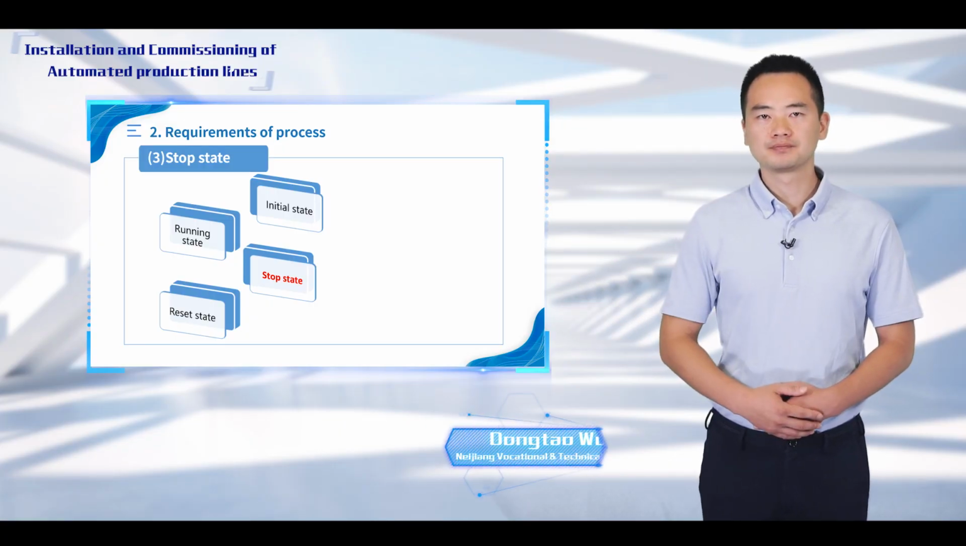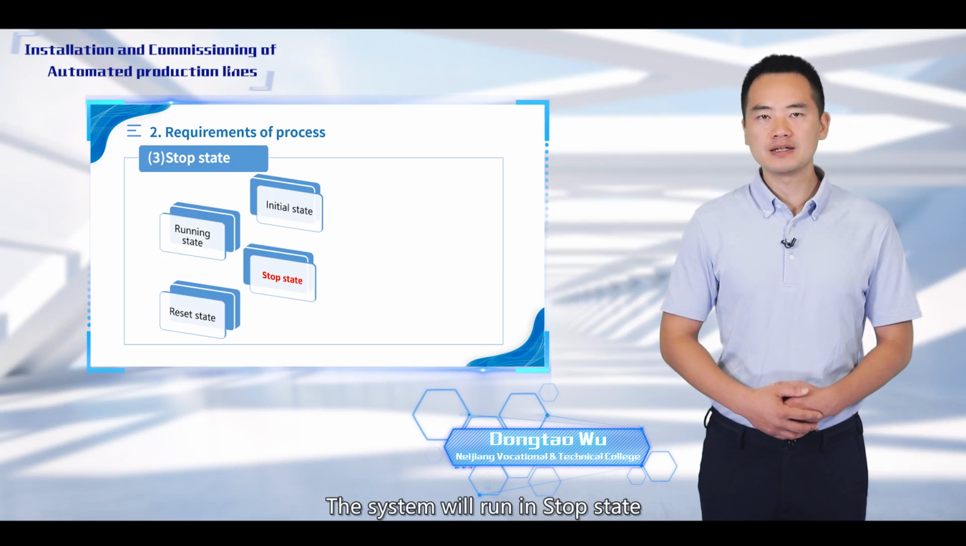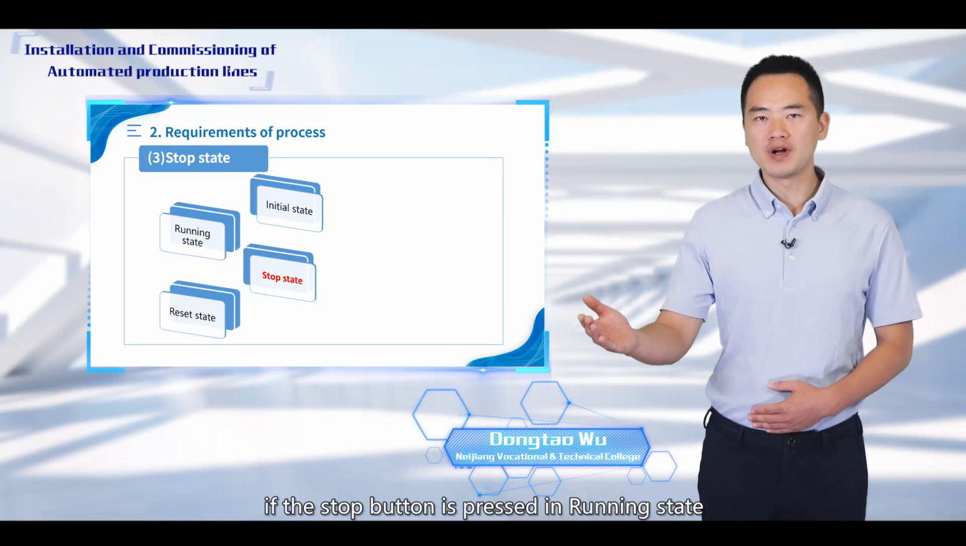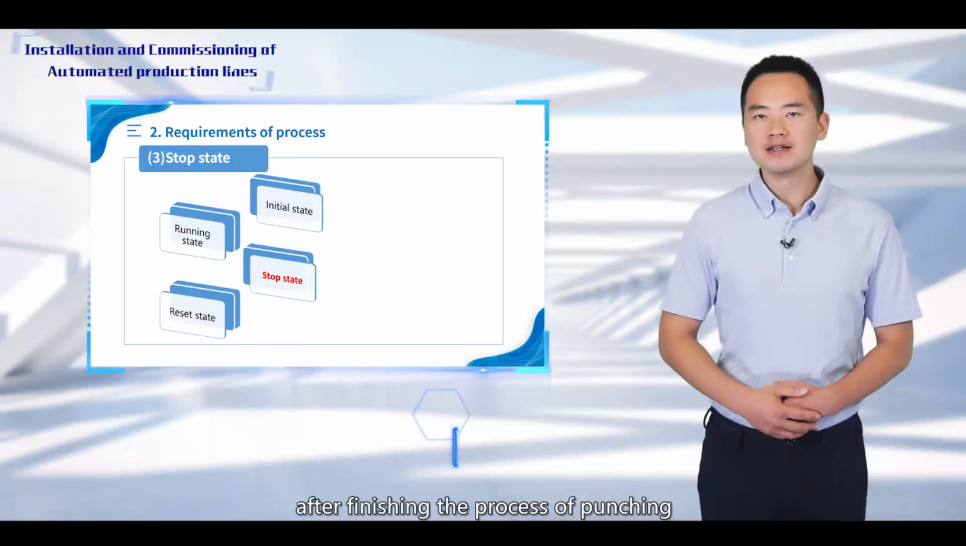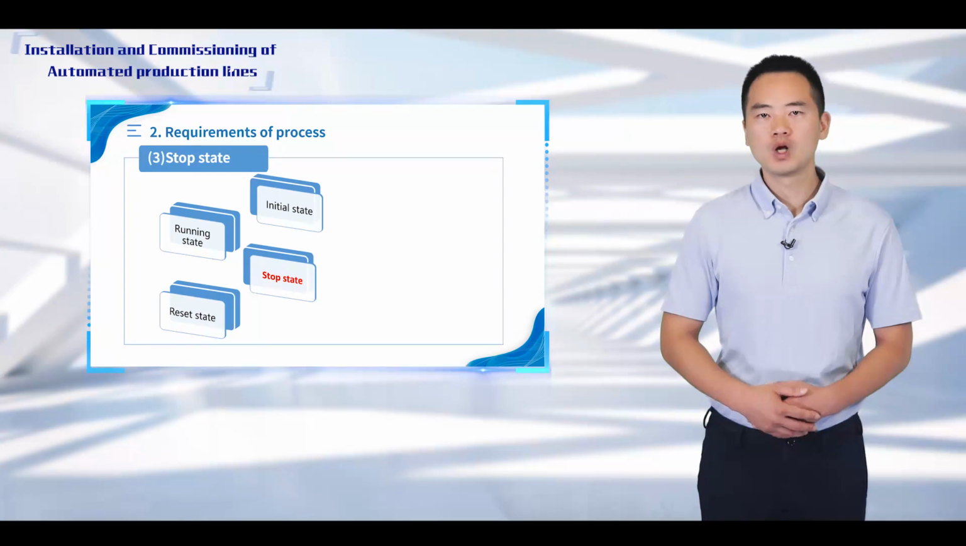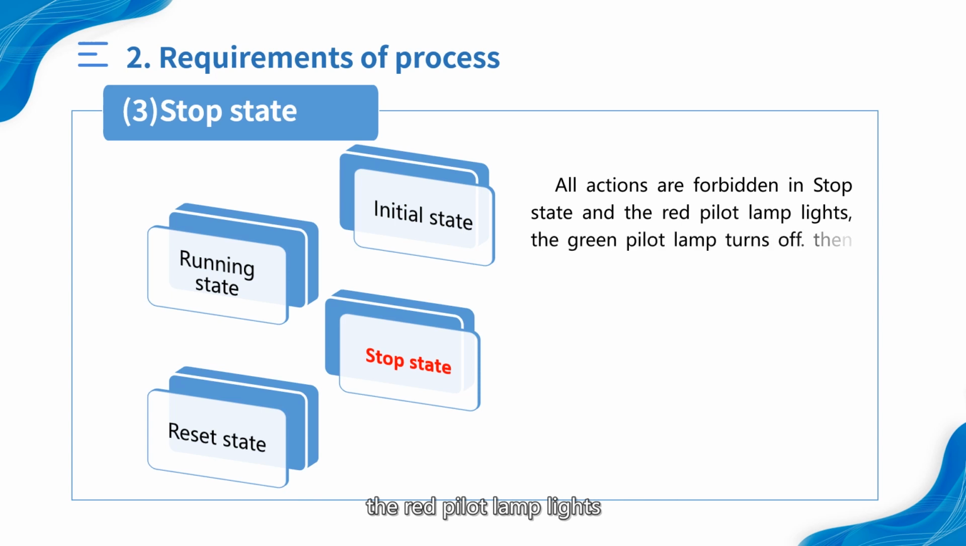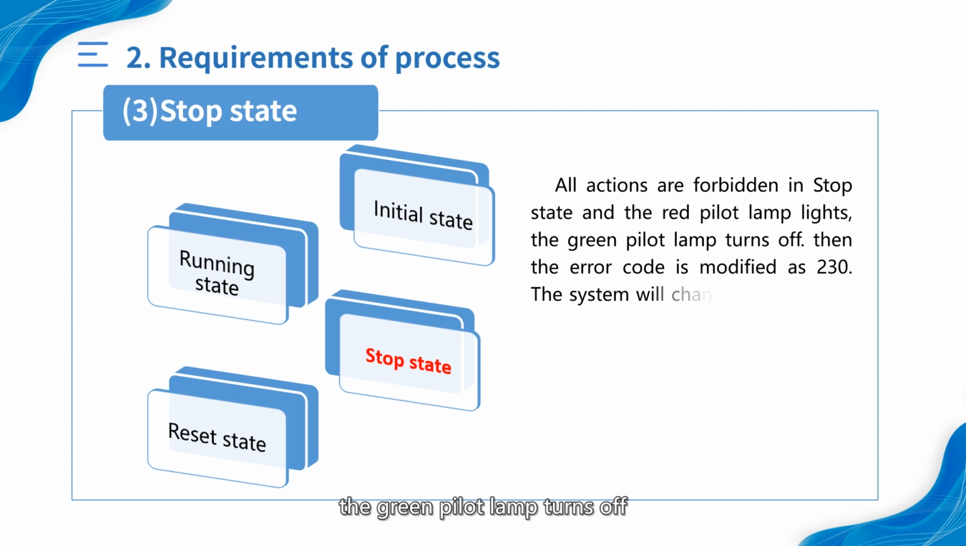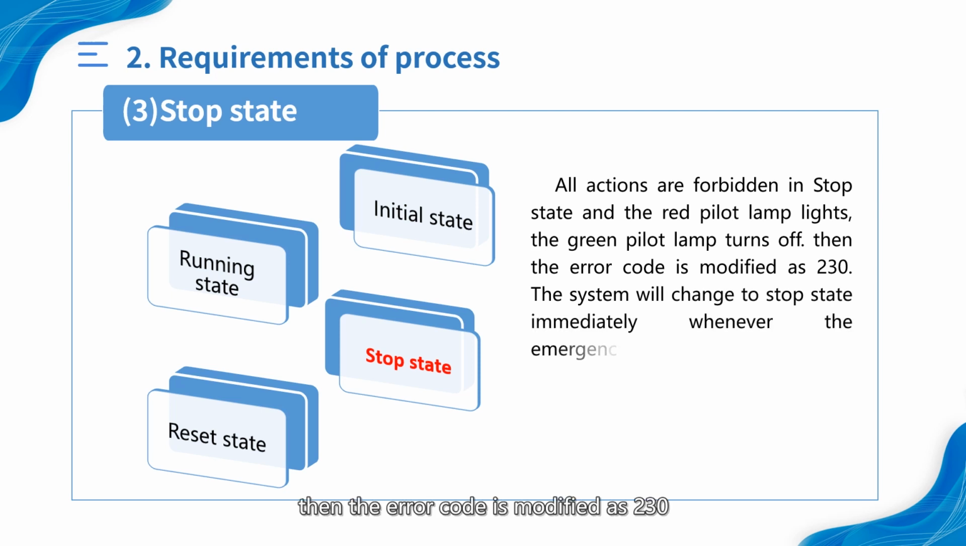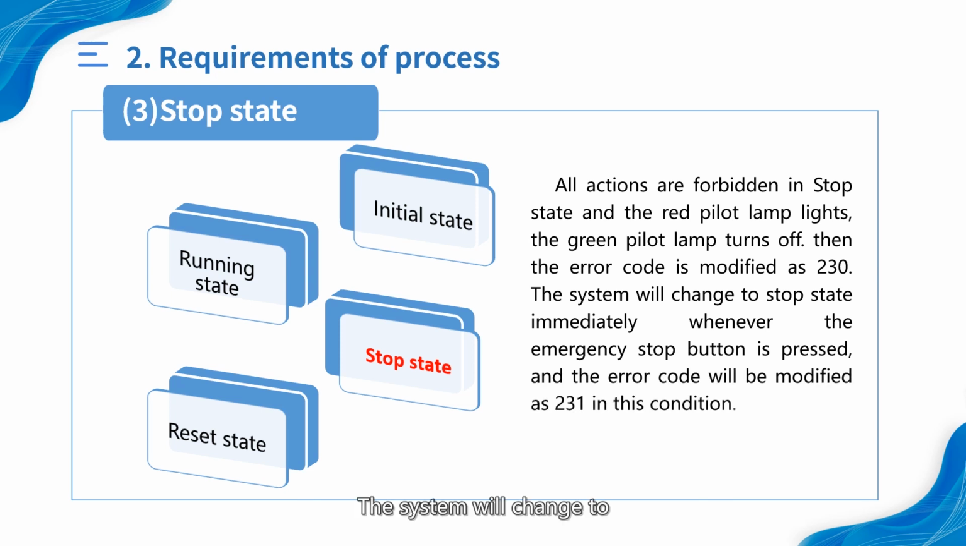Stop state. The system will run in stop state if the stop button is pressed in running state after finishing the process of punching. All actions are forbidden in stop state, and the red pilot lamp lights. The green pilot lamp turns off. Then the error code is modified as 230. The system will change to stop state immediately whenever the emergency stop button is pressed, and the error code will be modified as 231 in this condition.